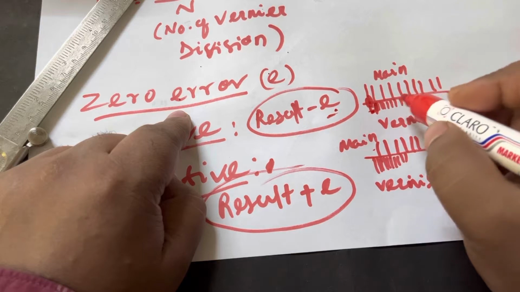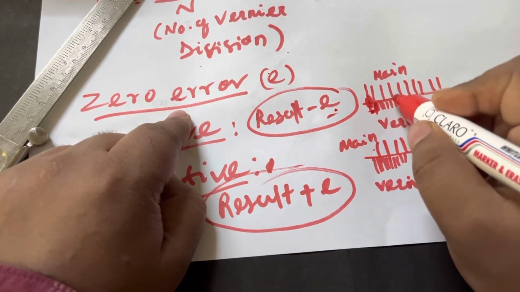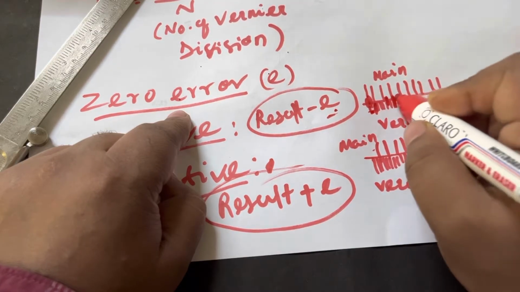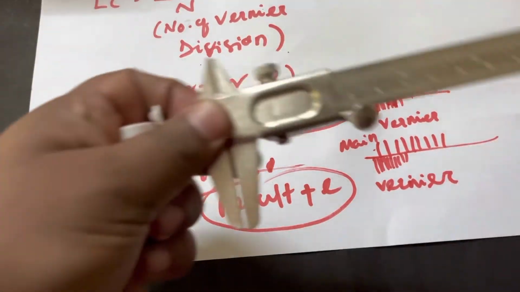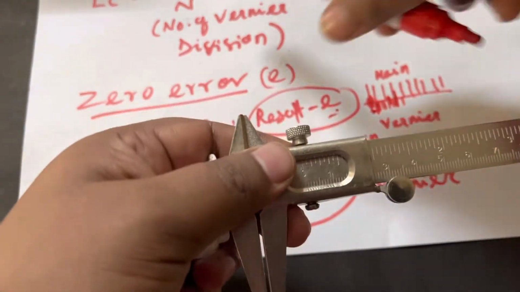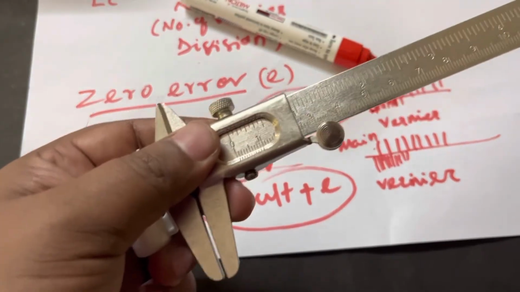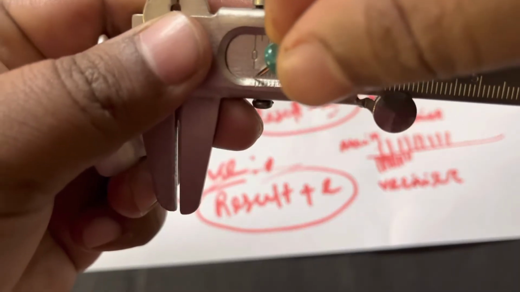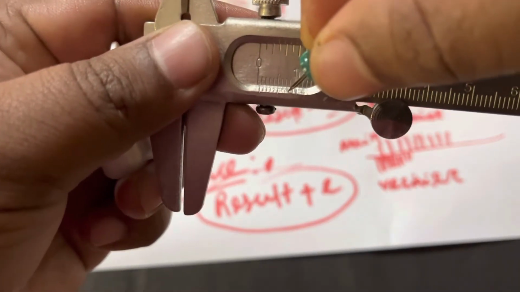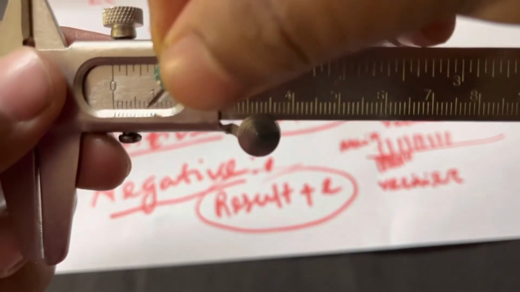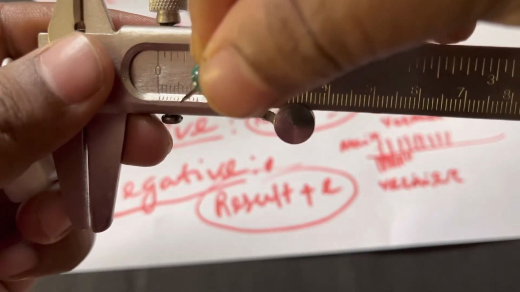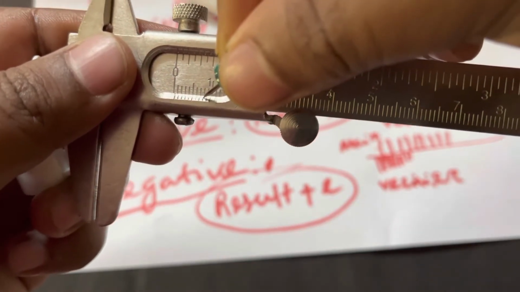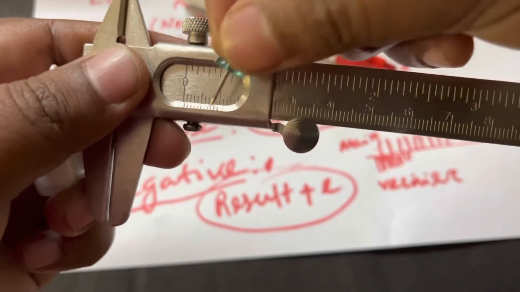The zero error value you will get by finding out which line of the vernier is coinciding. Let's say the 6th line or the 7th line is coinciding with the main scale, right? So if your apparatus has zero error, you will see which of these 10 lines is coinciding with the main scale. That is very important. Suppose you find that some of the lines are coinciding, but you have to check properly which one is coinciding. You can use a magnifying glass also.